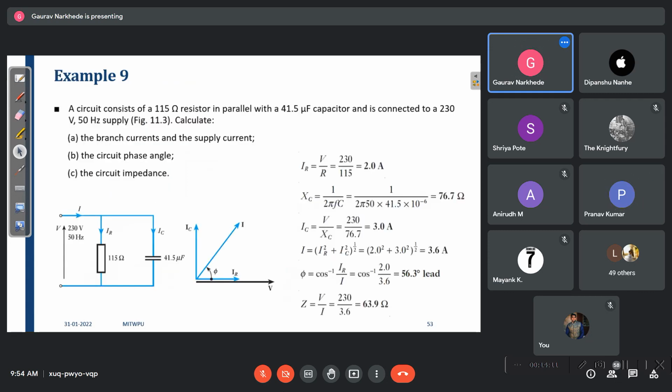And then here there is a simple problem for you, that a circuit consists of a resistor given in parallel with C value, and it is connected to 230 volts 50 hertz supply. So can you calculate XC? So find the branch current and supply current, right?